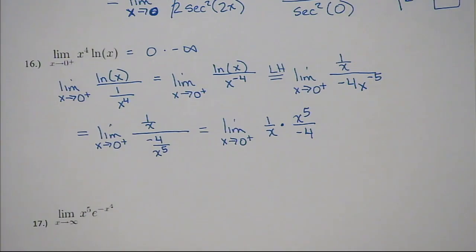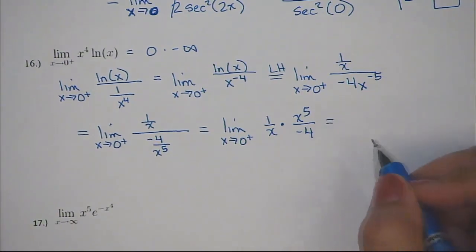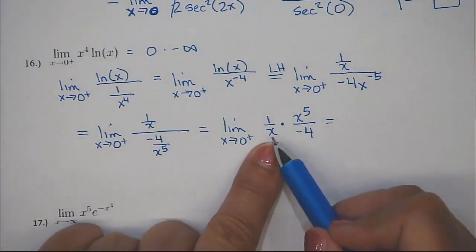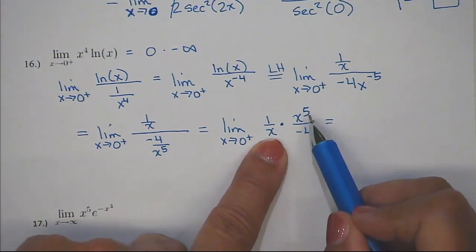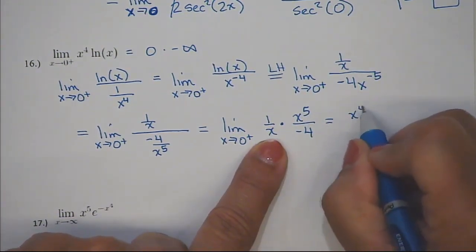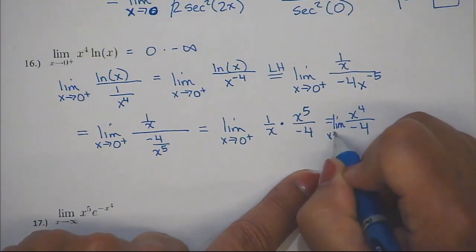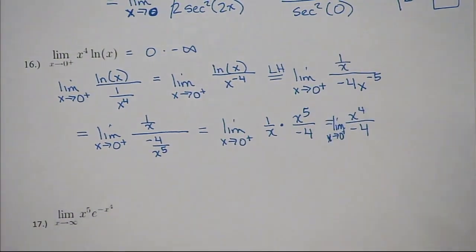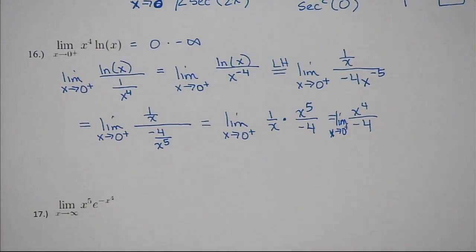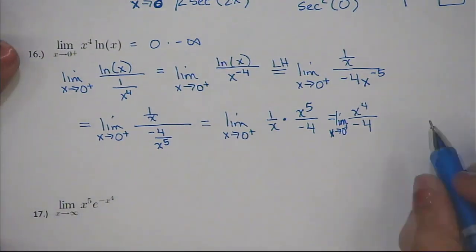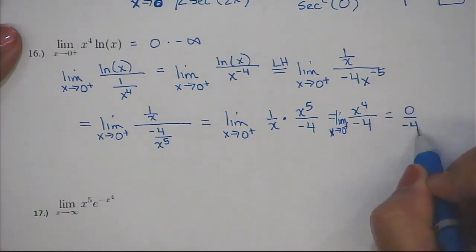After all this work, it's going to be a pain, but we can still simplify it. We're going to get an answer. All right, so this x is going to cancel with one of those x's. So that's x to the 4th in the top over negative 4. Oop, forgot my limit. Okay. So the limit as x goes to 0 of x to the 4th over negative 4. So I can plug 0 in here, right? So I'm going to get 0 over negative 4, which is 0. It's a lot of work to get 0.